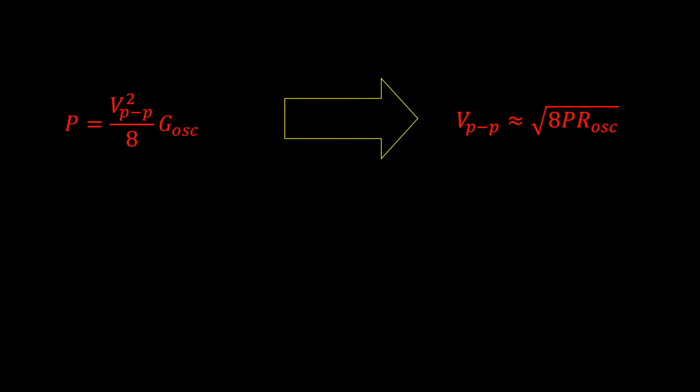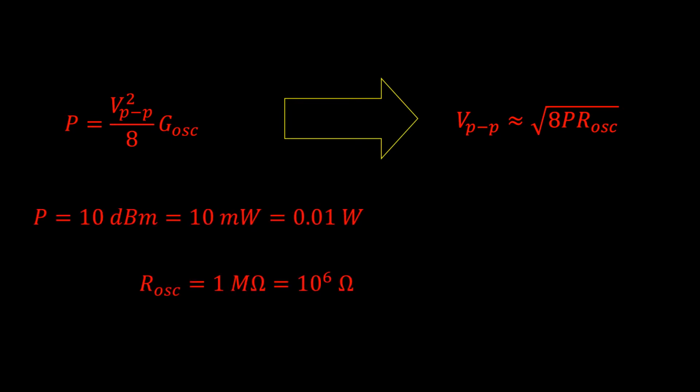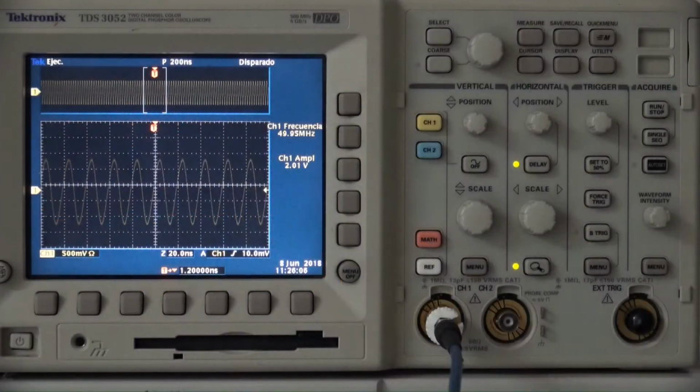I should better use the parallel admittance model since I have the oscilloscope parallel resistance and capacitance. I know that my generator provides 10 dBm and I know that the input resistance is 1 megaohm. I calculate the peak-to-peak voltage and obtain 202.84 volts. Not bad for a power of 10 milliwatts, isn't it? Let us check this. We start with Tektronix.